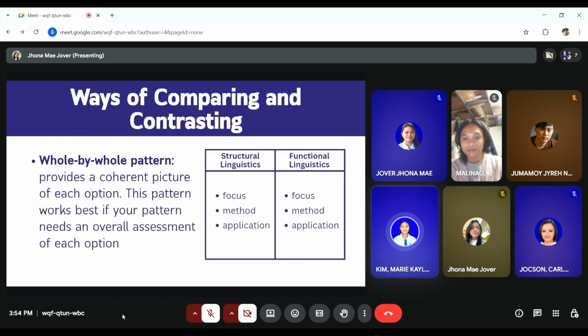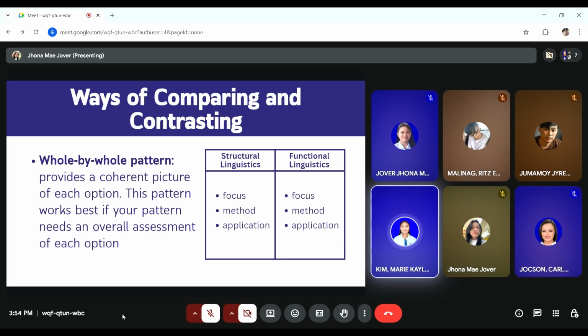So, good afternoon, everyone. After discussing the steps in comparing and contrasting, such as selecting comparable subjects and identifying clear criteria, we now move on to different ways we can organize our comparison. The ways of comparing and contrasting.